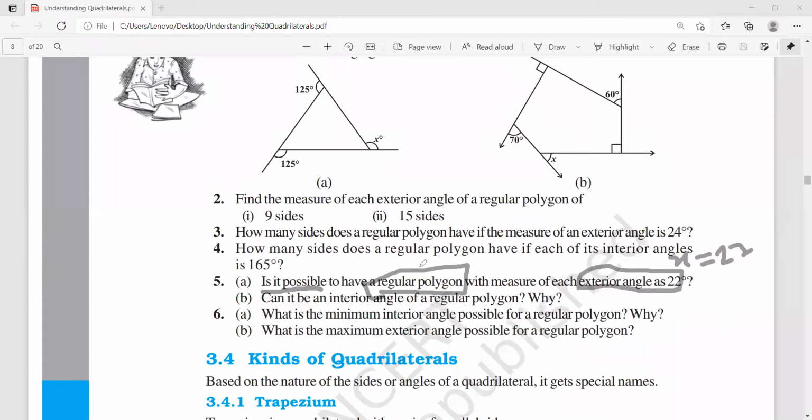The polygon is regular, and it is asked whether it is possible to have a regular polygon with this exterior angle. So we calculate the value of n. If the number of sides comes out in countable form, we will say yes, it is possible. If the number of sides comes out in decimal or fraction form, we will say no, it is not possible.